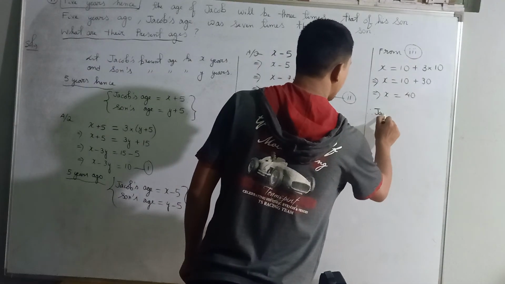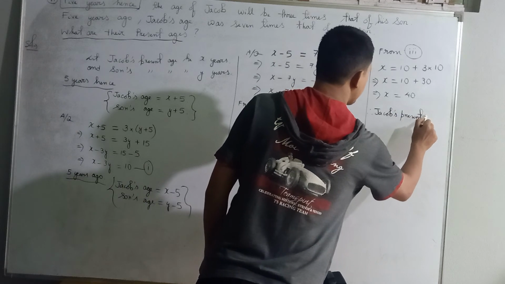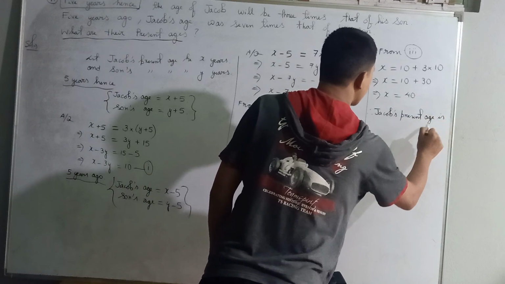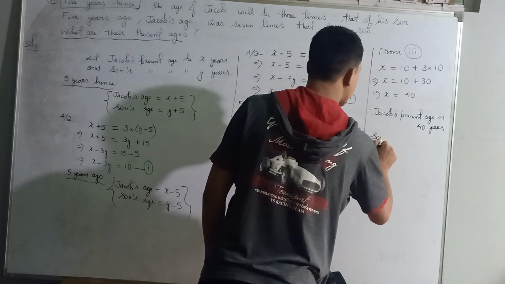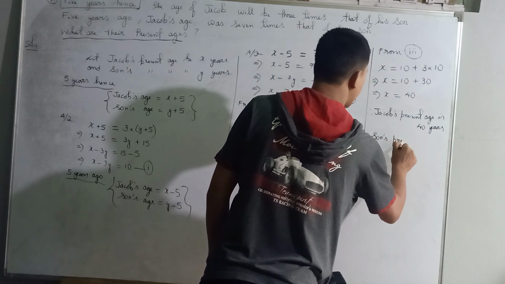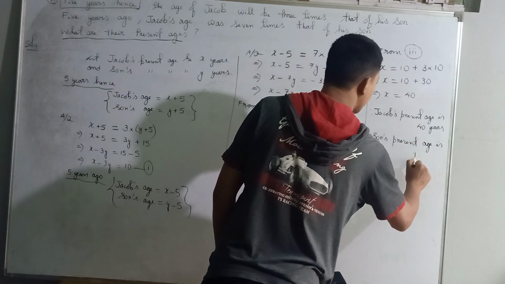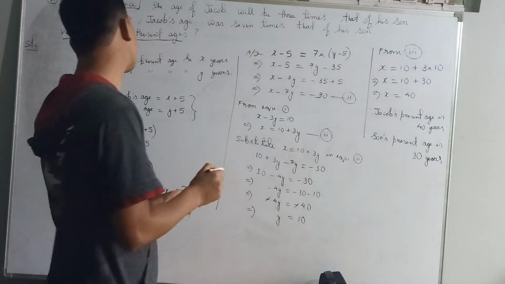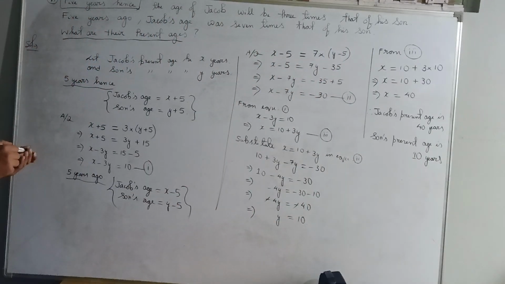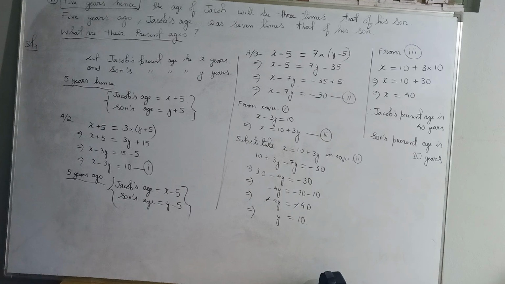Therefore, Jacob's present age is 40 years, and his son's present age is how many years? 10 years. Is that okay? That's how we interpret the result. So this question completes exercise 3.3.